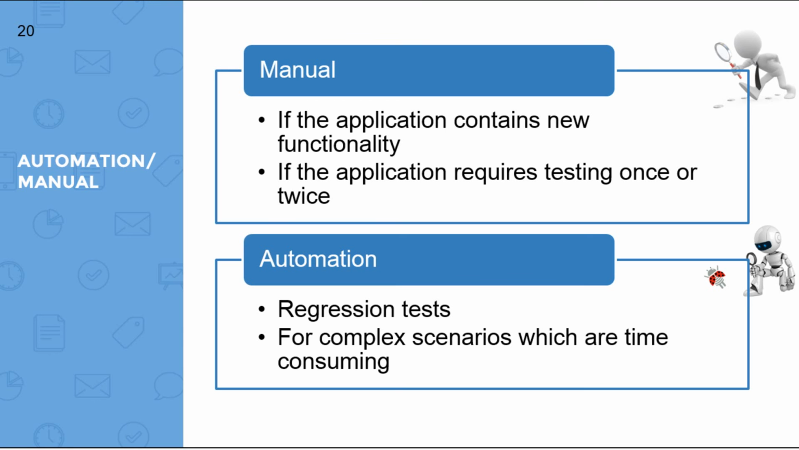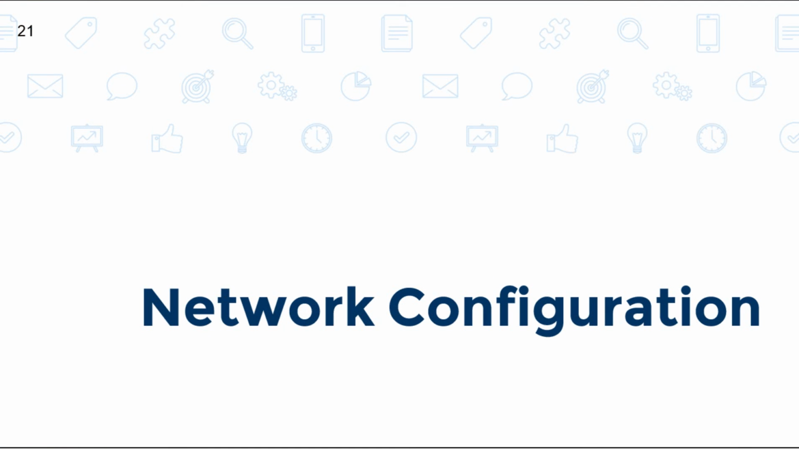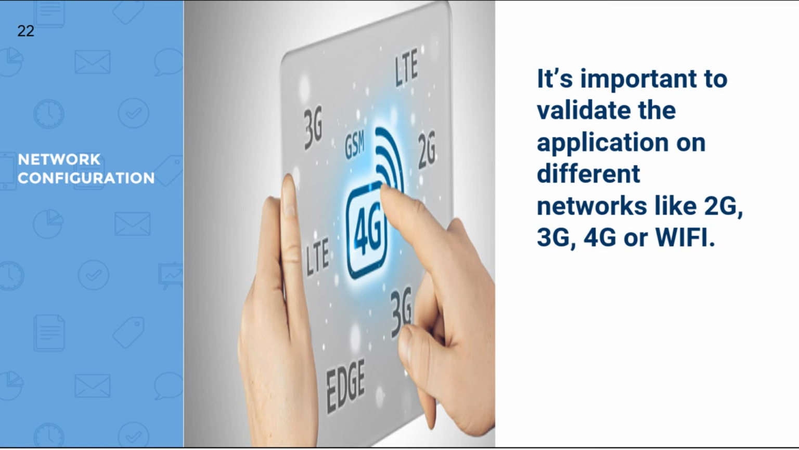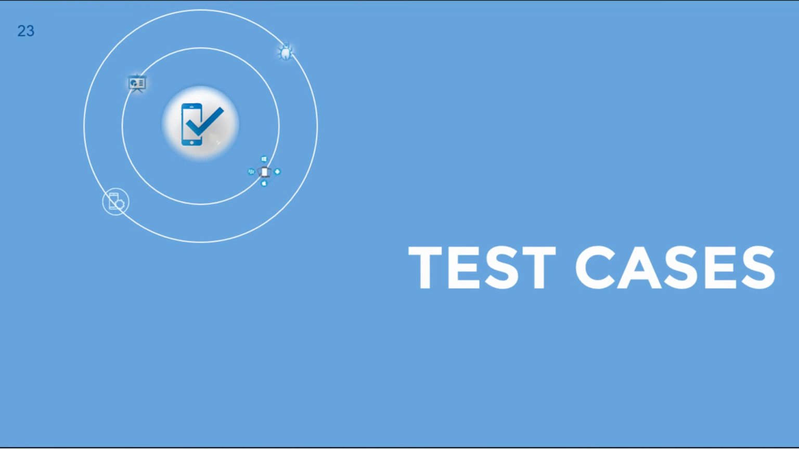Actually, they are encouraging us to do manual testing more than automation testing, because only then can you feel the actual user experience. And most mobile projects are short term. In that case, there's no point wasting so much time on automation. So you can go for manual testing. Likewise, you can decide whether you are going for automation testing or manual testing. And you need to consider the network configuration. As I told you earlier, it is important to validate the application on different networks like 2G, 3G, 4G or Wi-Fi. Likewise, you can decide on the testing strategy.